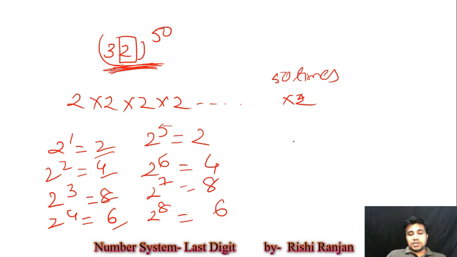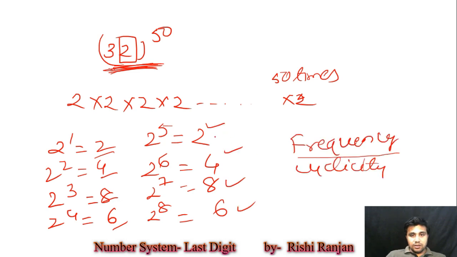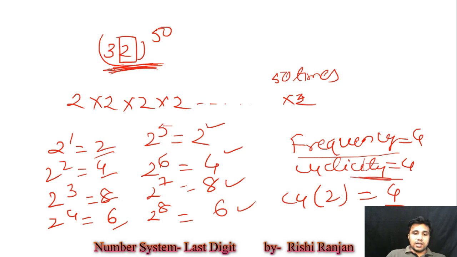This repetition of digits is called frequency. Here you can see there are 4 digits getting repeated: 2, 4, 8, 6. So cyclicity is going to be 4, or frequency is going to be 4. For 2, cyclicity of 2 is equal to 4, because 4 digits are getting repeated. This is called cyclicity. So we are going to utilize this to get the answer.